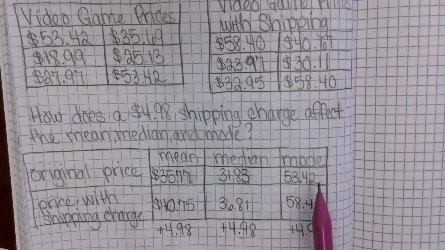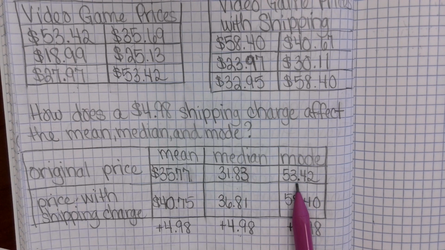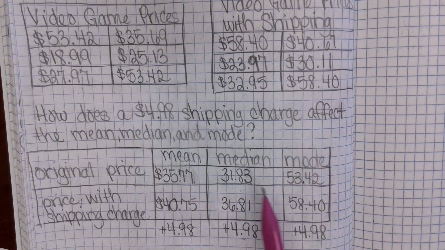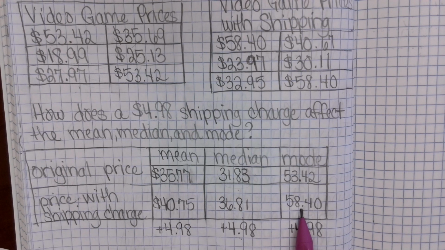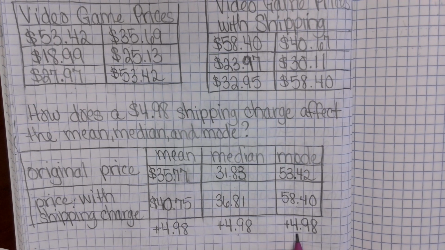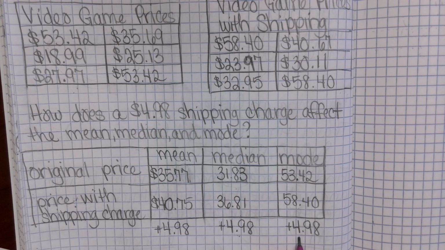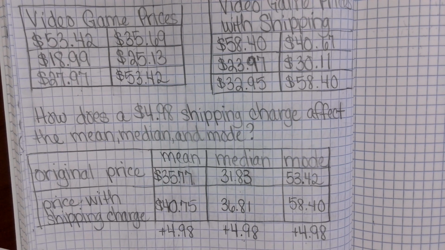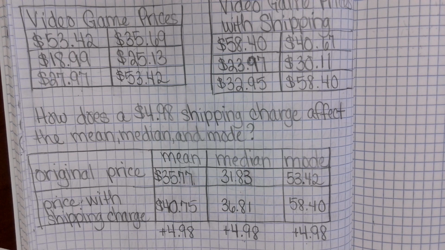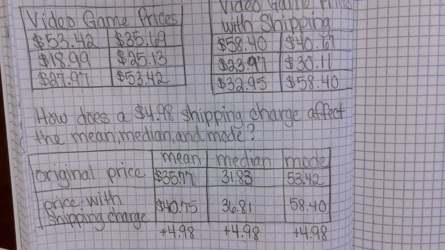And then the mode, with the original price, it was $53.42. And then with the $4.98 shipping charge, it bumps the mode to $58.40. So it again increased by $4.98. Okay, so what do you think would happen if the price was decreased by $3? You should see a decrease of 3, a -3 for the mean, the median, and the mode.